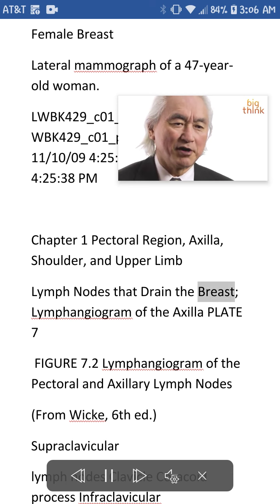Lymph nodes that drain the breast. Lymphangiogram of the axilla, plate 7. Figure 7.2: Lymphangiogram of the pectoral and axillary lymph nodes. From Moore, 6th edition.